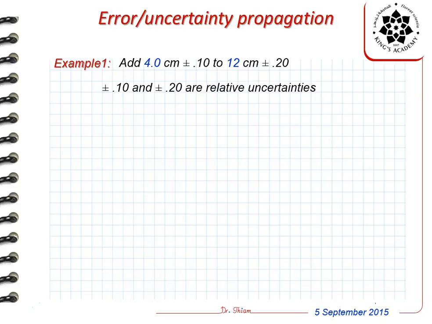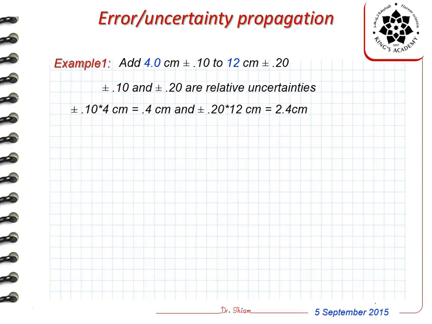So now what we need to do is convert them to absolute uncertainties, because for addition and subtraction, remember, we have to express the numbers in their absolute uncertainties and then add them up. So how do we get an absolute uncertainty from a relative uncertainty? Remember, we have to multiply that by the number, by A. So we do that.